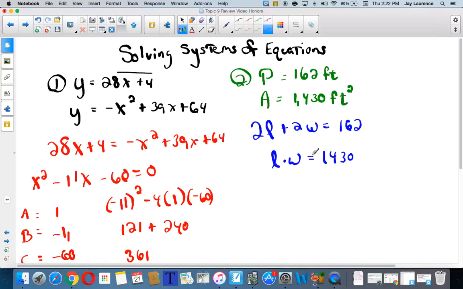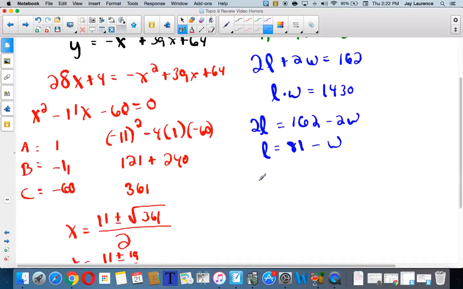All right, I'm going to pick the top equation and solve for either L or W. Let's go ahead and solve for L. So 2L is going to equal 162 minus 2W. Then L is going to equal 81 minus W. Now that I know what L is the same as, I can substitute it into the second equation. So instead of writing L times W, I'm going to write 81 minus W times W equals 1,430.